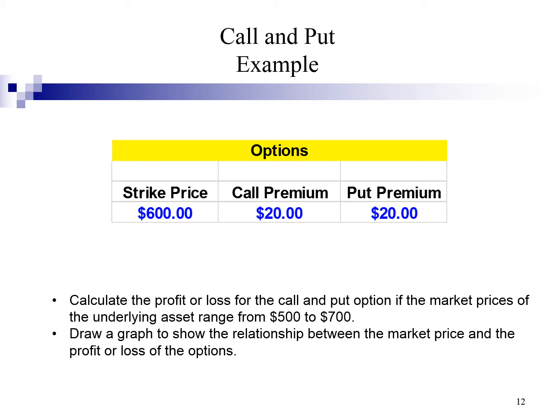Let's try to calculate the profit or loss for a call and put option. An option contract has a strike price of $600. The call premium is $20 and the put premium is $20. Calculate the profit or loss for the call and put option if the market prices of the underlying asset range from $500 to $700. Draw a graph to show the relationship between the market price and the profit or loss of the options.